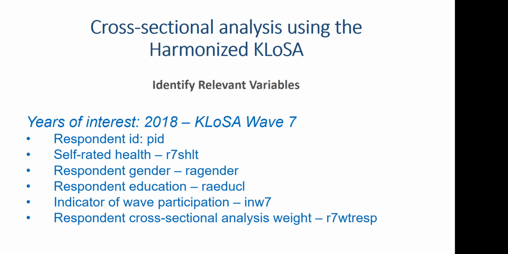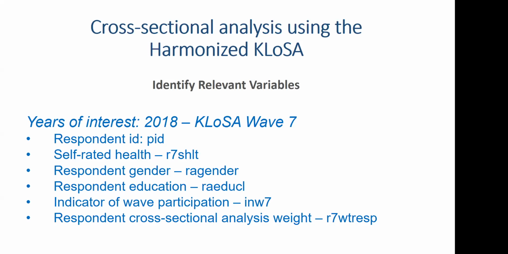So we'll need to identify our selected variables from the Harmonized KLOSA, and you can do this using the resources available from the Gateway website at g2aging.org. While we've already learned that KLOSA is a longitudinal study, we'll first be just doing a cross-sectional analysis and looking at a single wave. So in this case, wave 7, which took place in 2018.